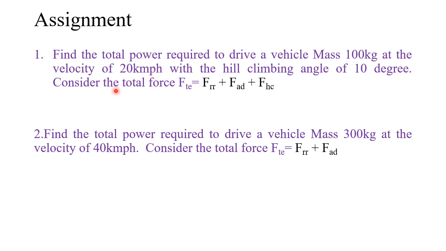Once you calculate the total power required, you can size the motor as well as the battery. The second question is to find the total power required to drive a vehicle of mass 300 kg at a velocity of 40 km per hour. Consider the total force as FRR plus FAD, so here the hill climbing force is neglected. These are the two questions that you have to do.